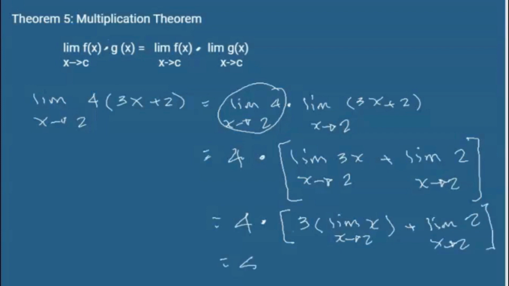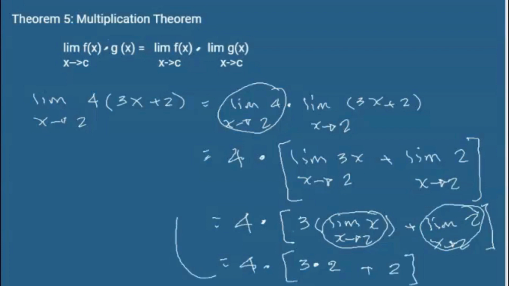Okay, so 4 times 3 times, what's the answer here? The limit of x as x approaches 2. Yes, that's 2, plus here, constant theorem, the limit of 2 as x approaches 2 is 2.